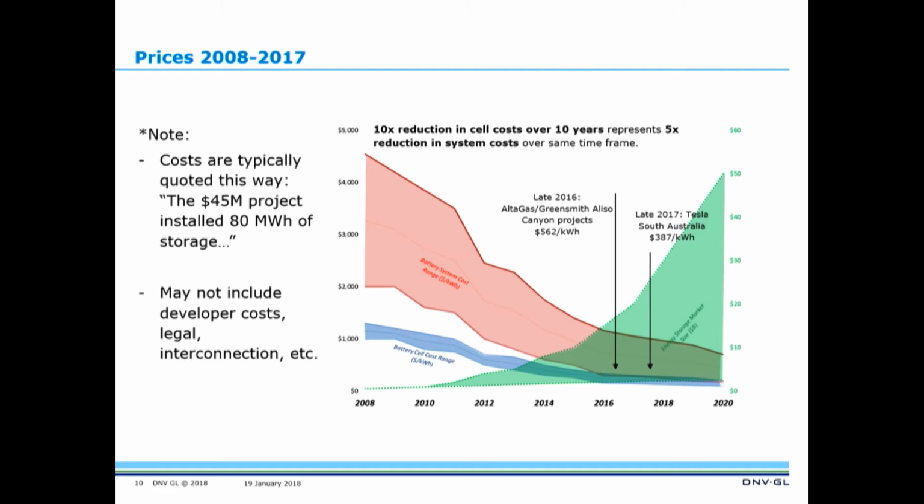You can see the red curve is the total system cost, and that was a lot broader in the early days, and now it's shrinking as time goes on because people are getting more experienced. So there's two projects to note. In late 2016, when AltaGas and Greensmith announced an energy storage project to be deployed in California to address the Aliso Canyon gas leak, that was an 80 megawatt hour project announced at $45 million. That comes out to $562 a kilowatt hour installed.